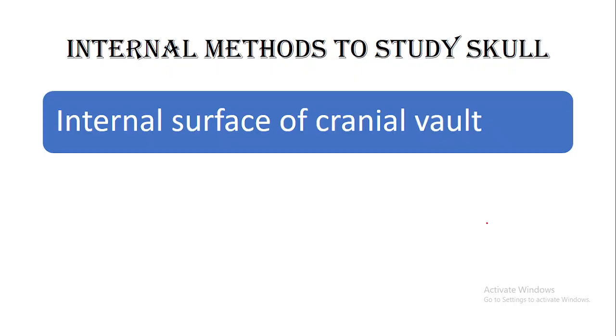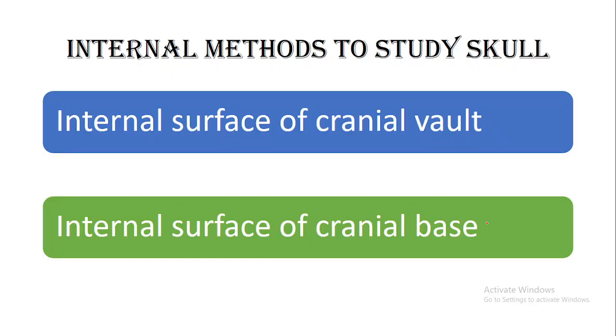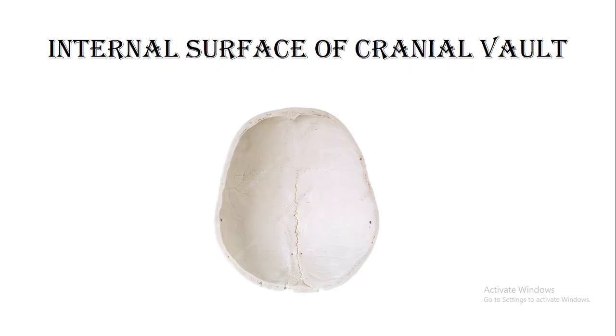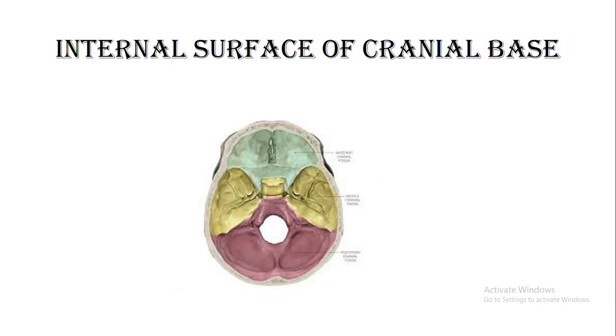Coming to internal methods to study the skull, when we cut the skull or the roof of the skull horizontally, we can separate the skull into skull vault and the skull base. So, internal surface of cranial vault and internal surface of cranial base. When we cut the skull horizontally and remove the roof of the skull, the internal surface of the roof of the skull looks something like this. That is the cranial vault, and this is the internal surface of the cranial base.